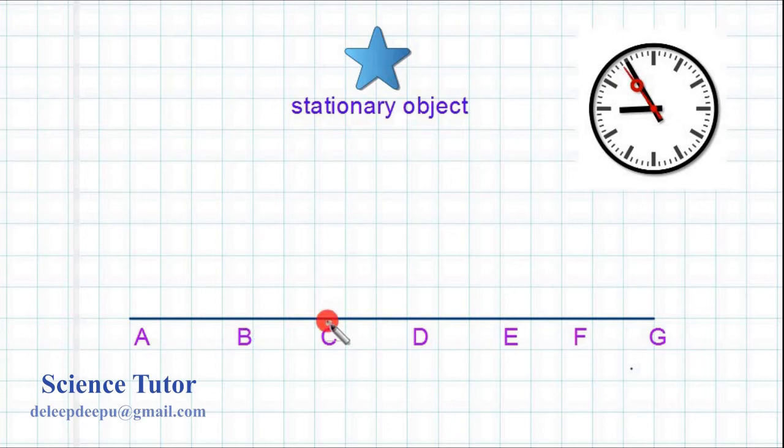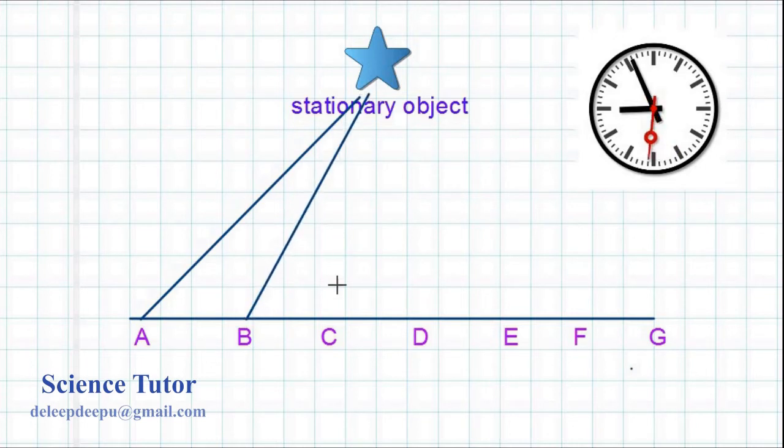Here you can see that the body is changing its position continuously from A to G. So a body is said to be in motion if, with respect to time, it's changing its position. Here you can look at a stationary object. At the same time, the body is changing position with respect to that stationary object. Here, A, B, C are different positions from that stationary object. So this body is continuously changing its position.